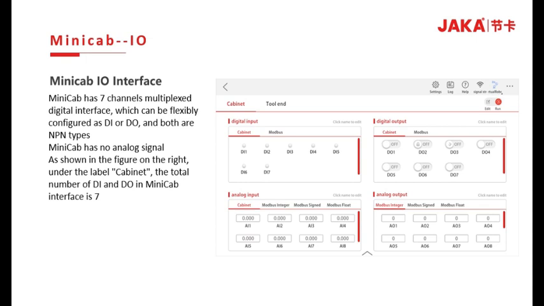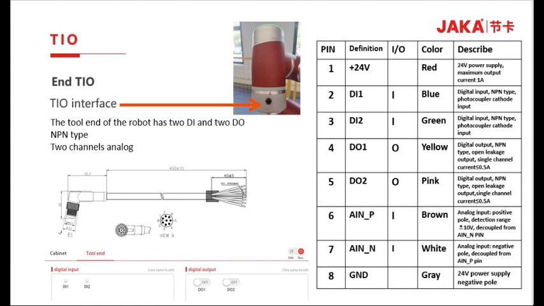And TIO at the end of the robot end flange. The TIO has 2 DI channels, 2 DO channels that are NPN type, and one AI input. TIO pin definition at the end of the robot.